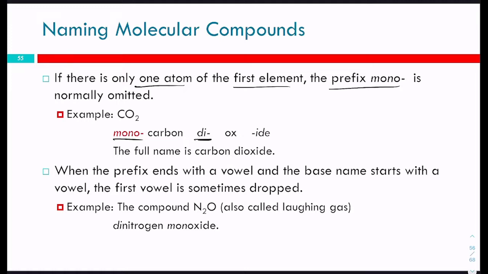And then if the prefix ends with a vowel and the base name starts with a vowel, the first vowel, and I hate this, is sometimes dropped. This is one of those things where if you know the prefix and you know the base, you can Google it and figure out if it's supposed to be dropped or not, if you really want to be that correct about it. I'm not going to mark you off for it. So this is dinitrogen monoxide, not monooxide, because you would have two O's right next to each other. So generally one of those O's gets dropped.